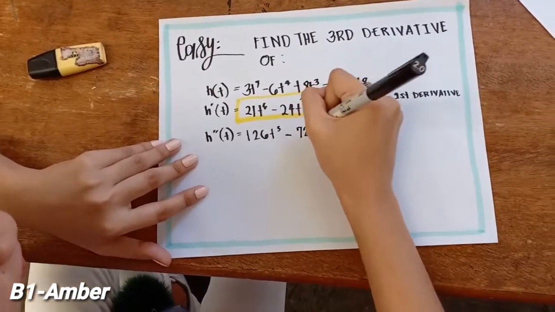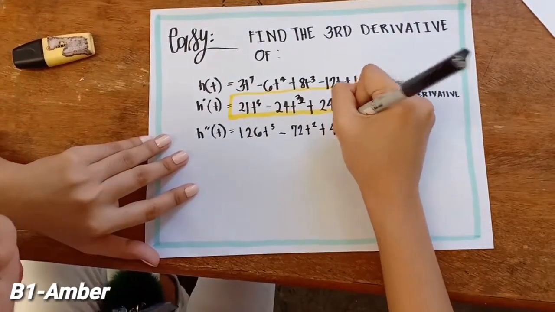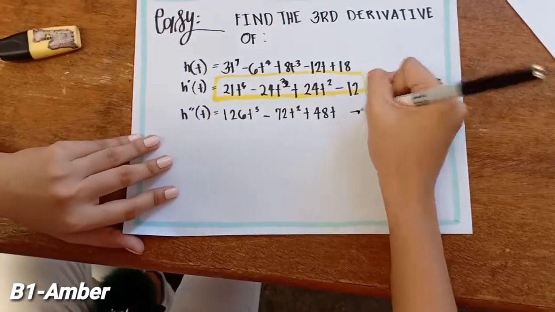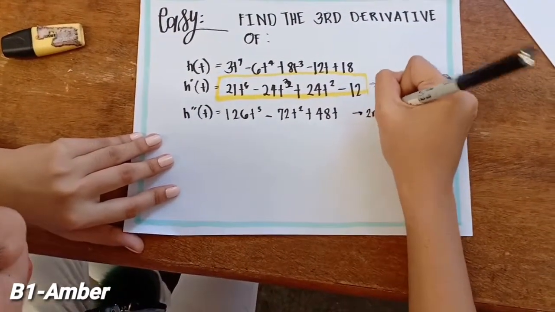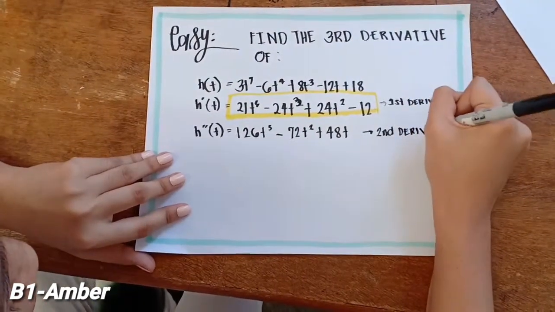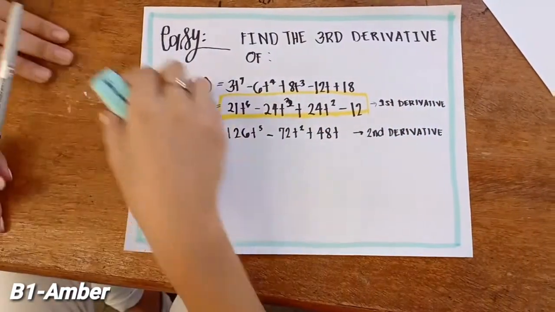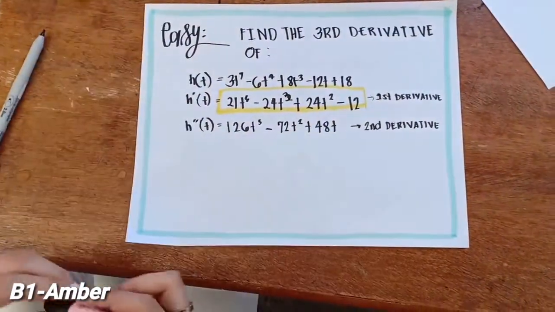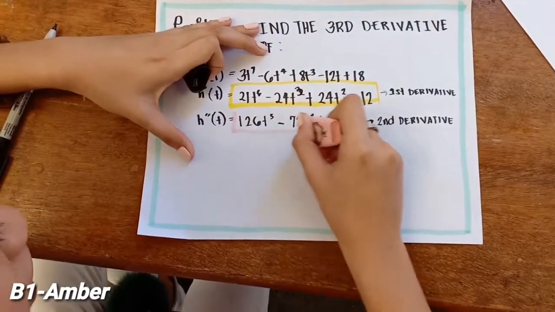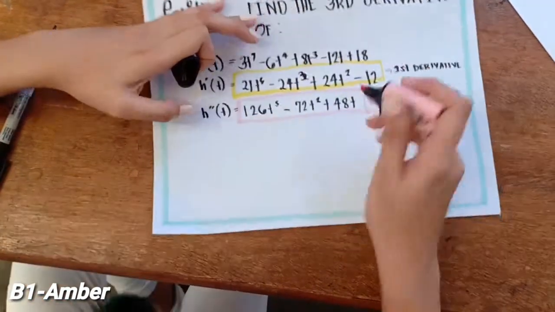And for the second derivative, we multiply 6 by 21, and then we subtract 1 from the exponent, and the new exponent will be 5. Next, 3 times negative 24 will be negative 72. We subtract 1 from 3, that's why it is 72t squared. For the last term, 24 times 2, and we get 48. Then we subtract 1 from 2, so no need to write the exponent. Then we discard negative 12.